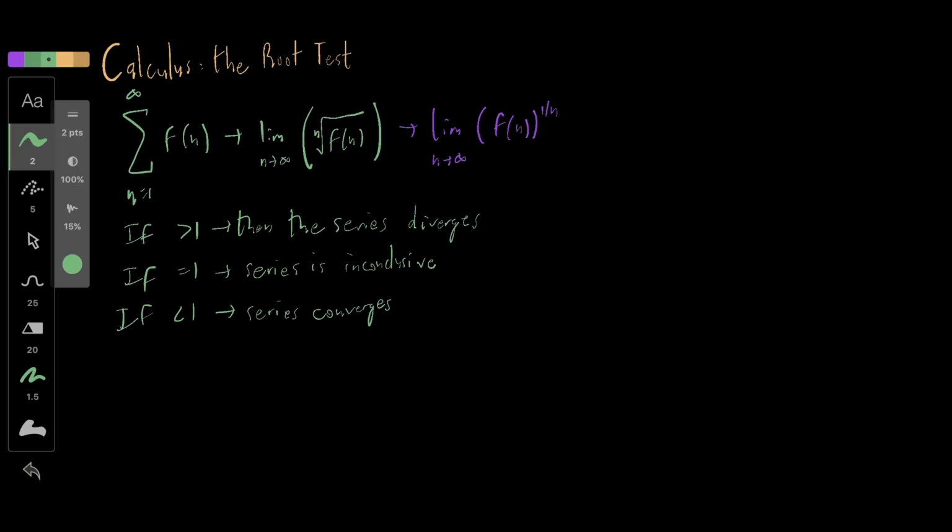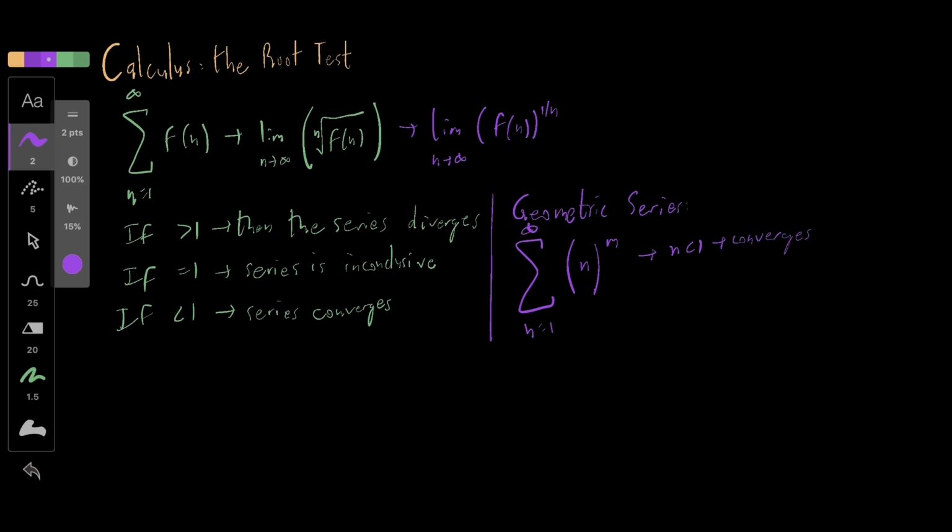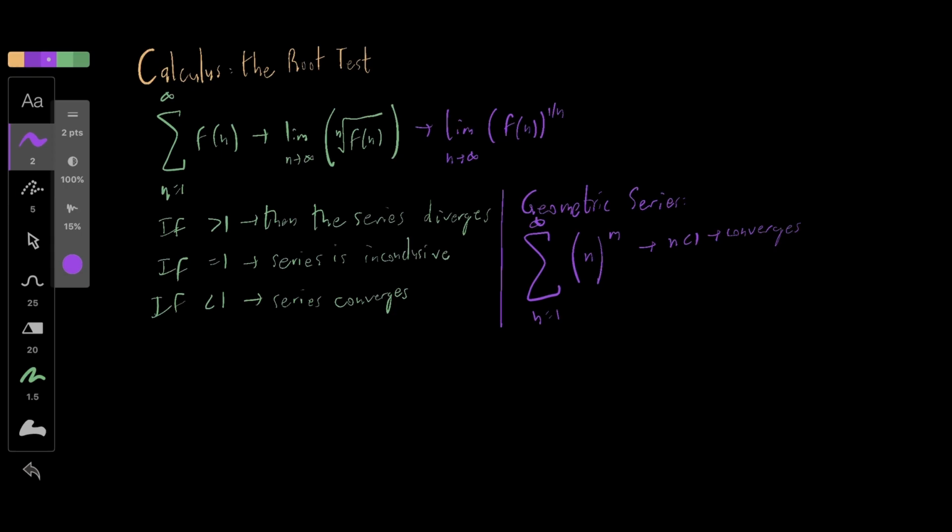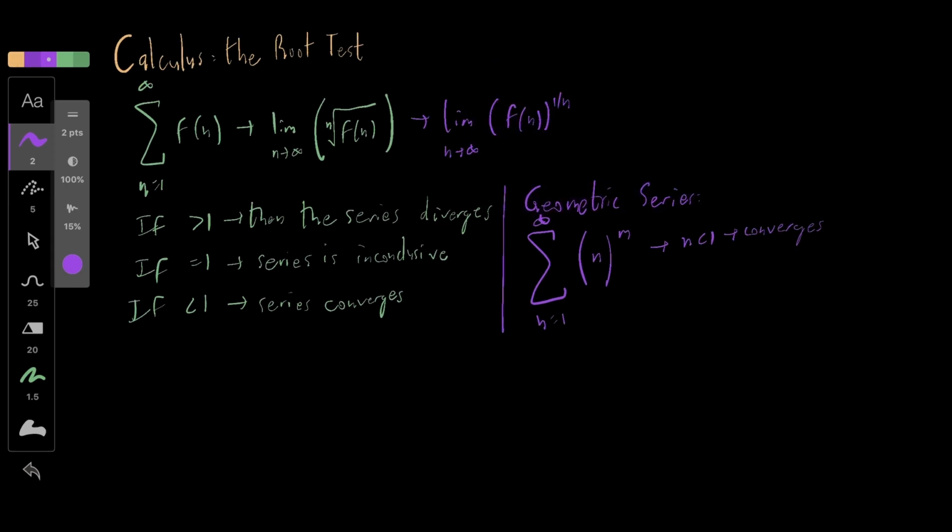So, this series is the geometric series. Now, if you noticed, the geometric series takes the form of some number to the n. So, m to the n. And if m is less than 1, it converges. And also, if it's equal to 1, the test is inconclusive, but most of the time it will diverge. I'm pretty sure there are some exceptions, but feel free to say in the comments if I'm wrong.